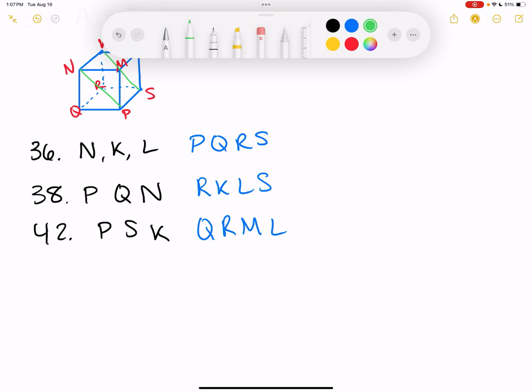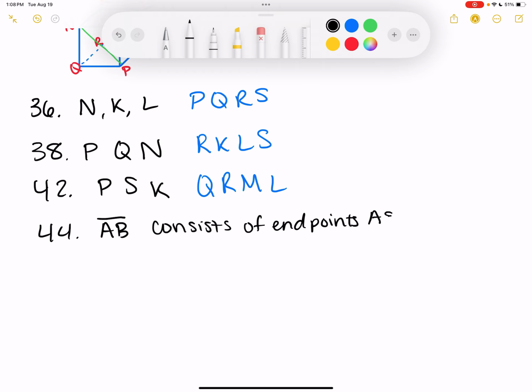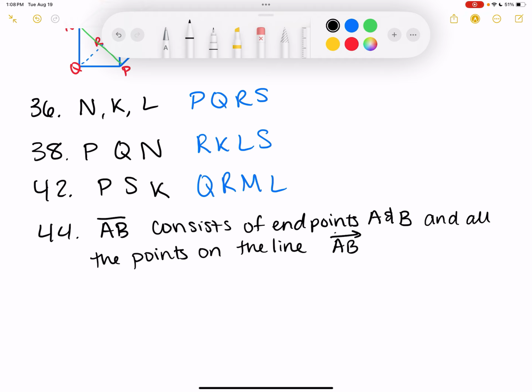All right, completing the definition, so completing the sentence. So they're going to give us a sentence. So 44 is AB, and this is a line segment, so it has a little line over top. Consists of endpoints A and B and all the points on the line AB that lie, and then we're filling in this blank here.